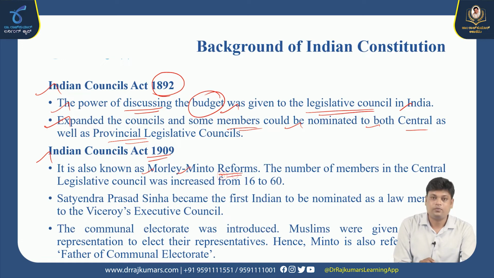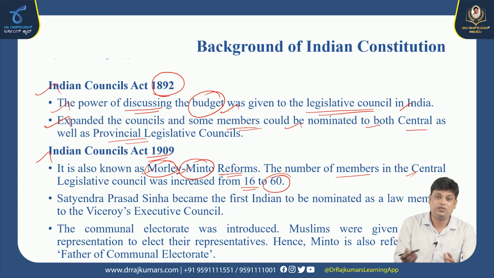Okay. So, Indian Councils Act of 1909, which is popularly known as Morley-Minto reforms. Okay, Minto is the Viceroy of India. Morley is the Secretary of State. They sit together and they come up with some reforms. Okay, they increase the number of members in Central Legislative Council from 16 to 60. Okay, increase of 60 members in the Central Legislative Council.